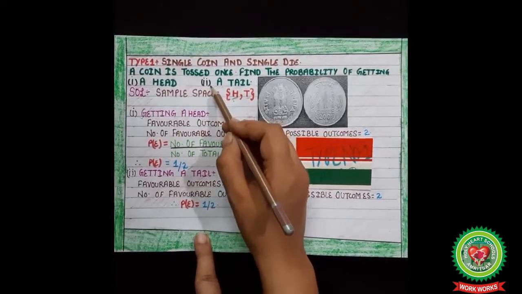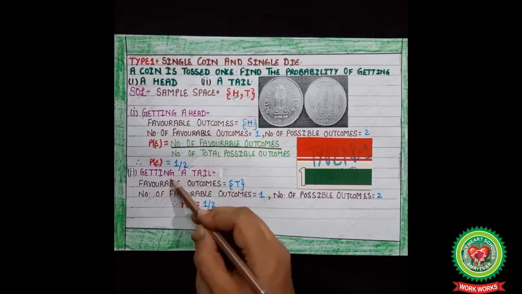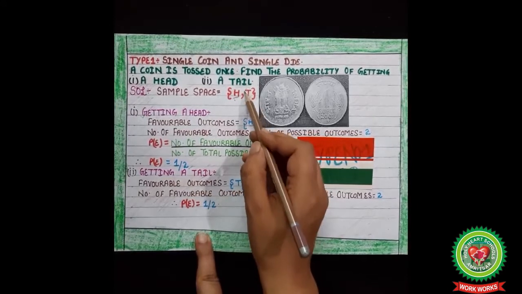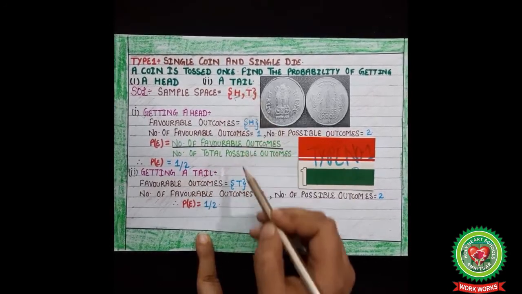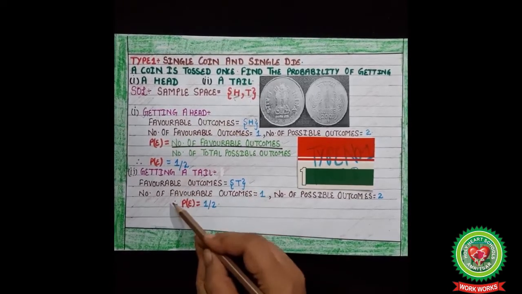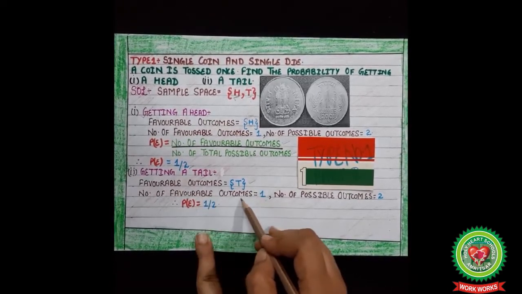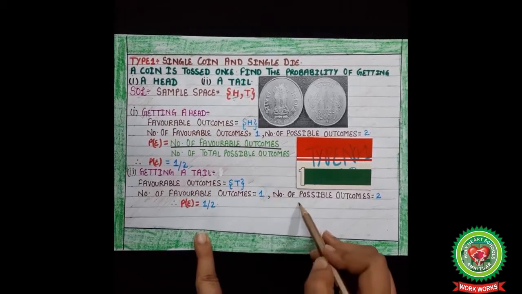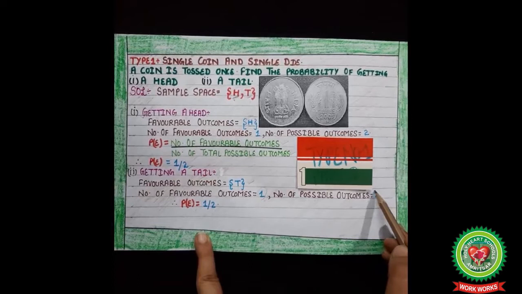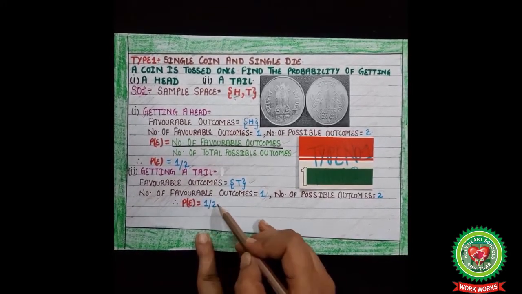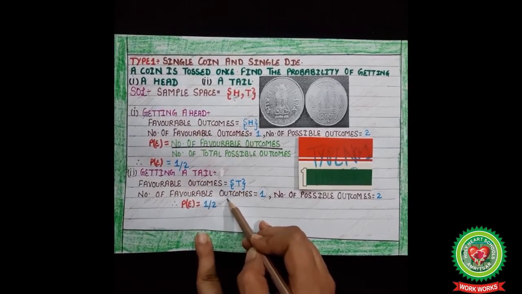Now, part number 2 is getting a tail. So what are the favorable outcomes in this case? This one, T. So write here favorable outcome is equal to T. And how many favorable outcomes are there? That is 1. And the number of possible outcomes is equal to 2. So therefore P of E is equal to 1 upon 2.